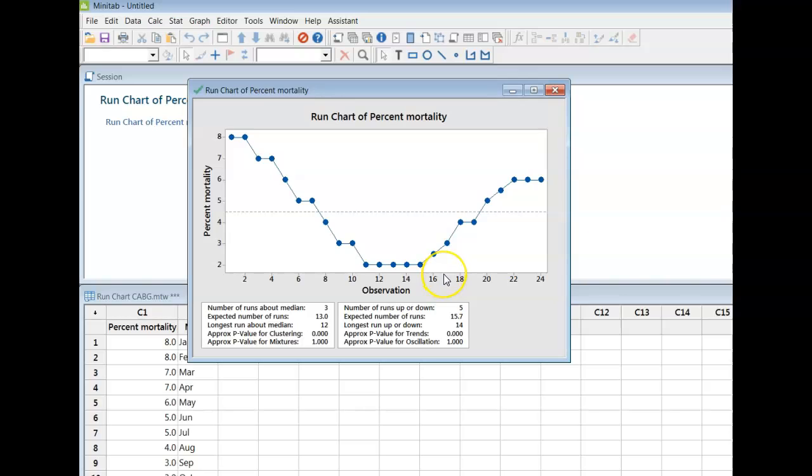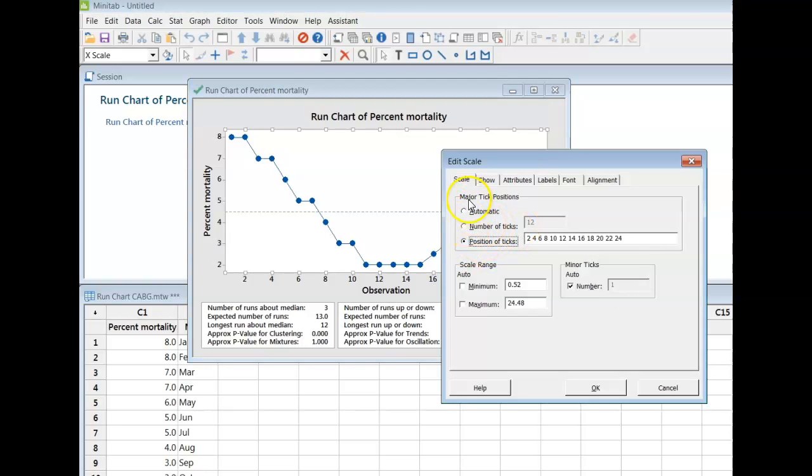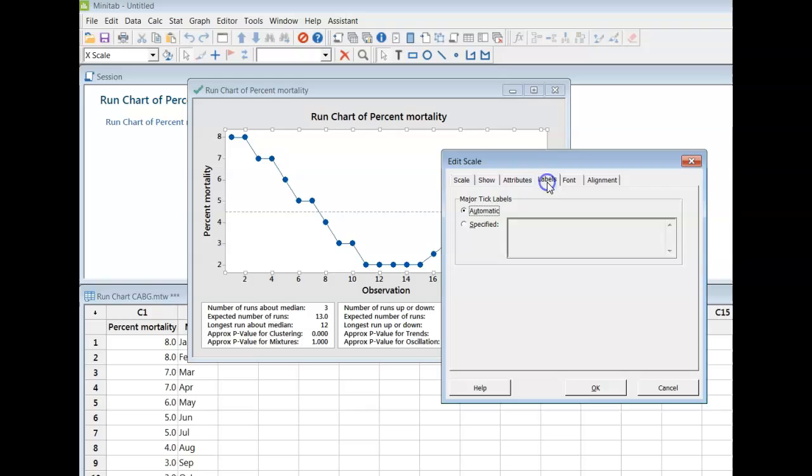By the way, if you want to change your X scale so that it actually reflects your time scale, you could click on this, highlight it, and double click. Right now it's showing us 12 ticks. We might want to see all 24 months, so I'm going to put in all 24. And you then actually have to go in and specify what each tick will represent.